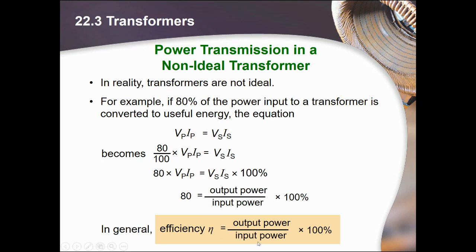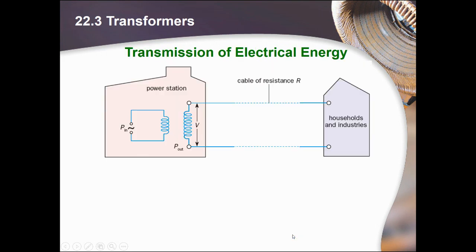So we just zoom into the last part, okay? It just means that the output power over the input power times 100% is the efficiency. For example, if the efficiency in this case is 80%, then 80% equals output power over input power times 100%. Okay, so where do we use transformers?